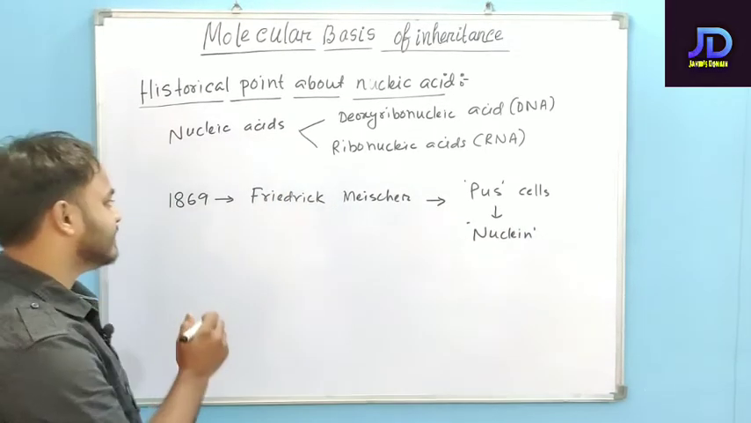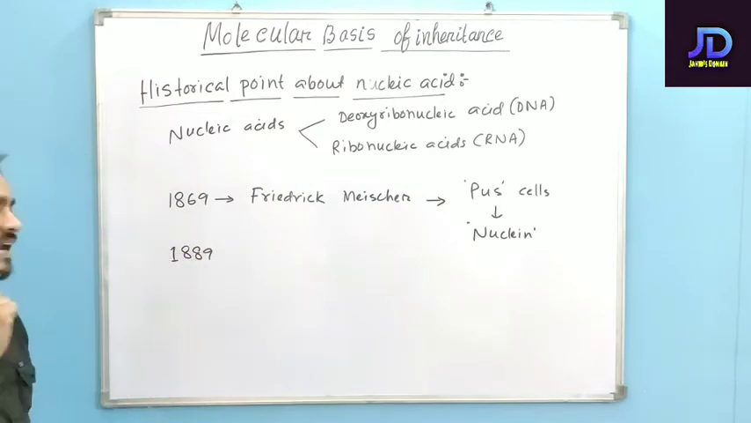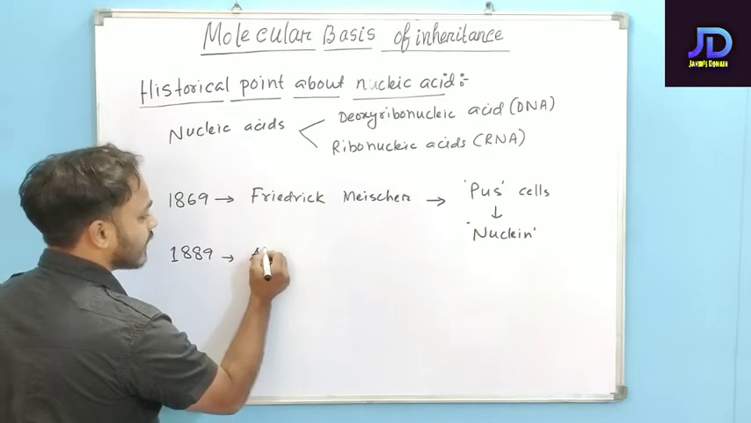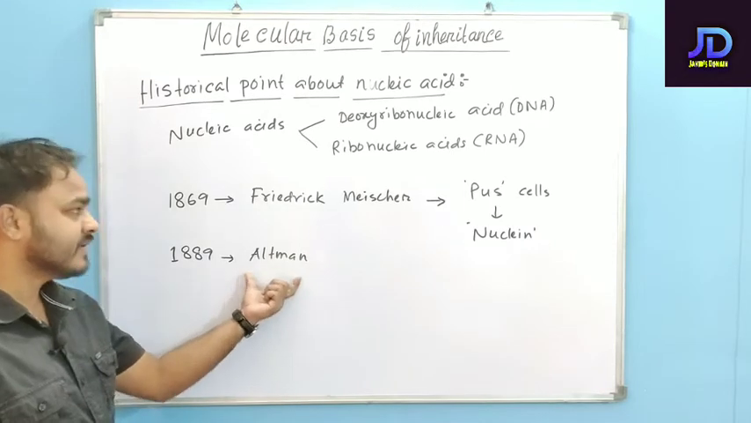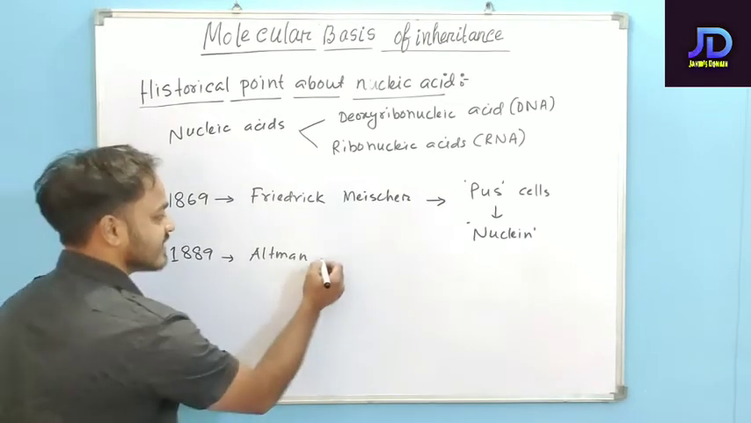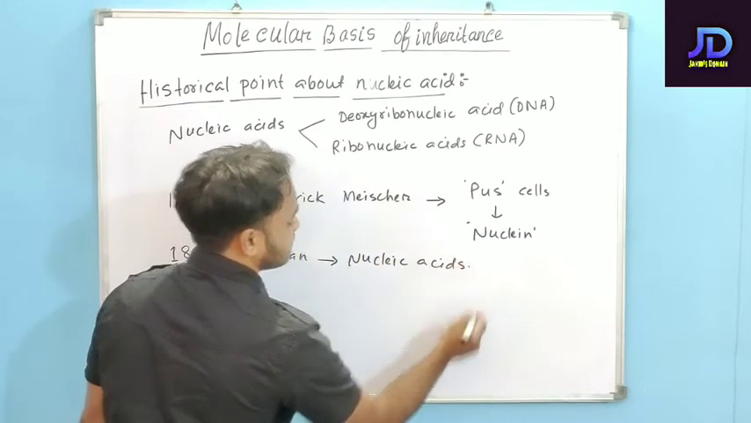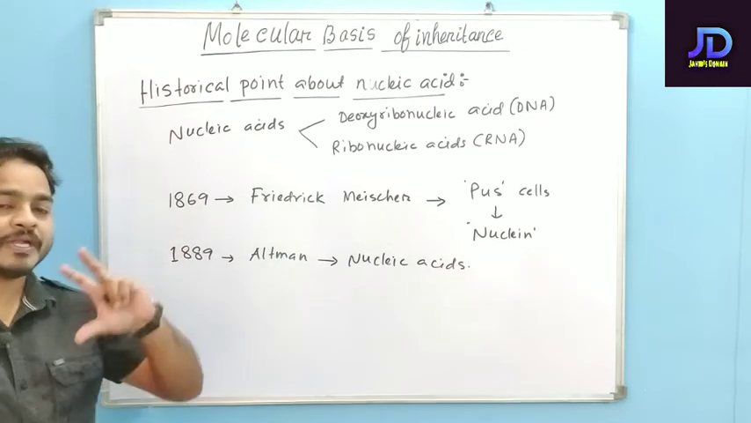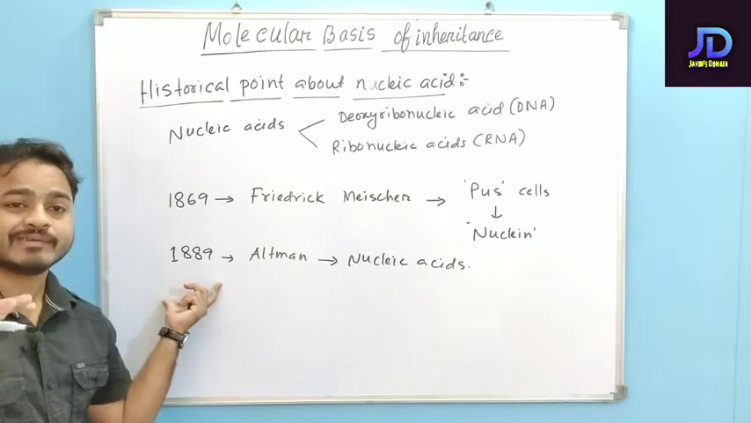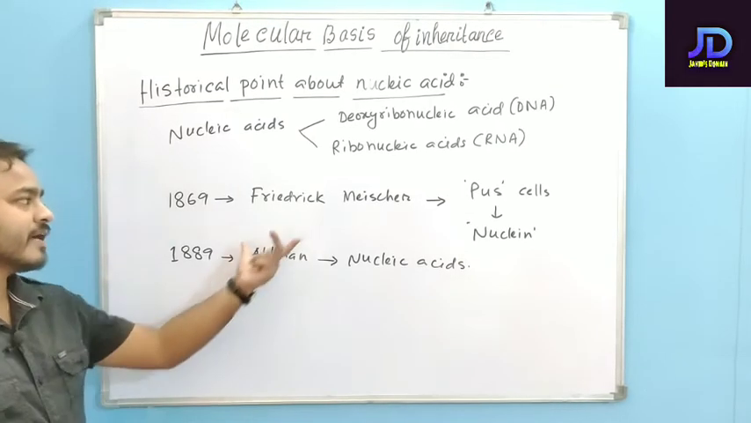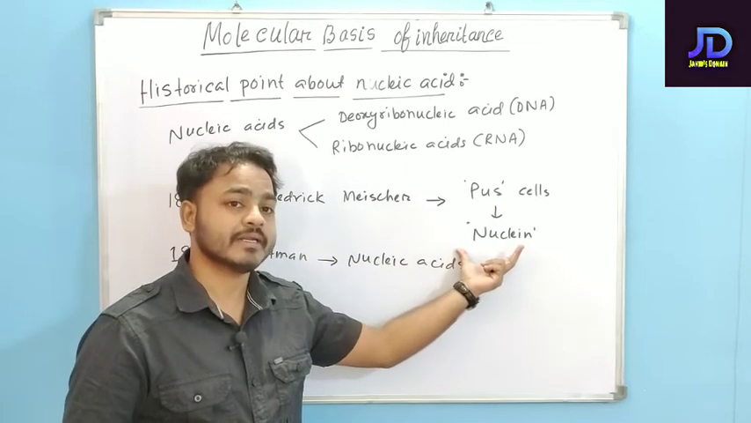But later, in the year 1889, another scientist called Altman named this acidic substance as nucleic acids. Understood? Actually, the term nucleic acid was given by Altman in the year 1889. But nucleic acid type substances were discovered by Frederick Miescher in pus cells, and he called it nuclein, right, in the year 1869.